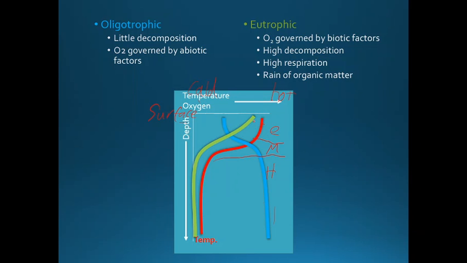Eutrophic lakes then will be very different. Okay, oxygen is governed by biotic factors. Here you have high decomposition, high amounts of respiration, and you have a rain of organic matter going into the hypolimnion such that there's a lot of decomposition down at the bottom of the lake. So you only find oxygen where algae are actively producing it, and that's only going to be in the epilimnion because that's the only spot where the light is. All of these algae up here essentially shade out all of the light below it, so you don't get any light into the meta or hypolimnion, and then no photosynthesis, therefore no oxygen.